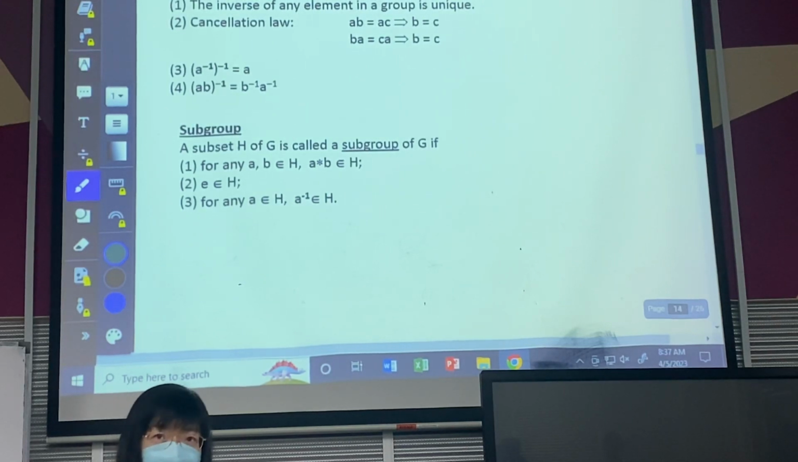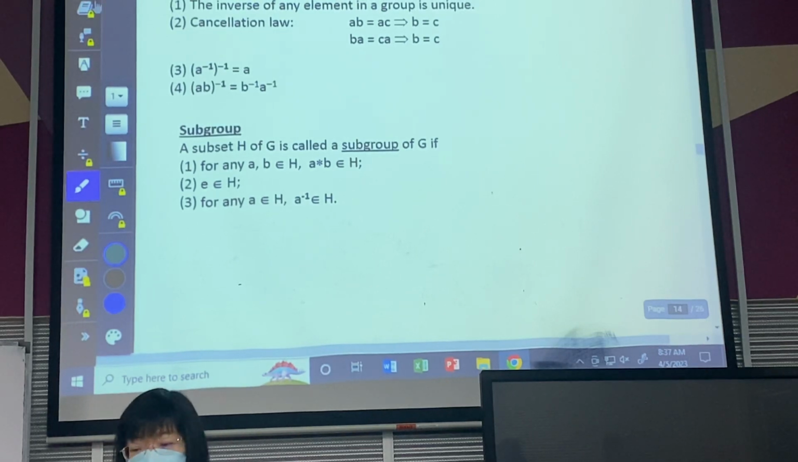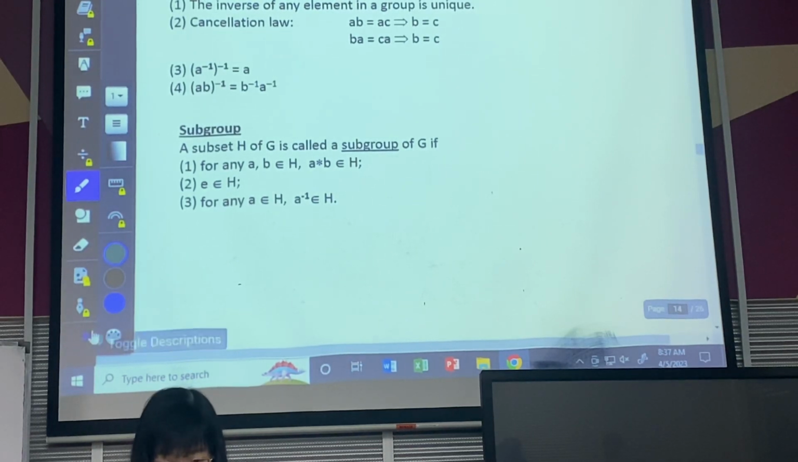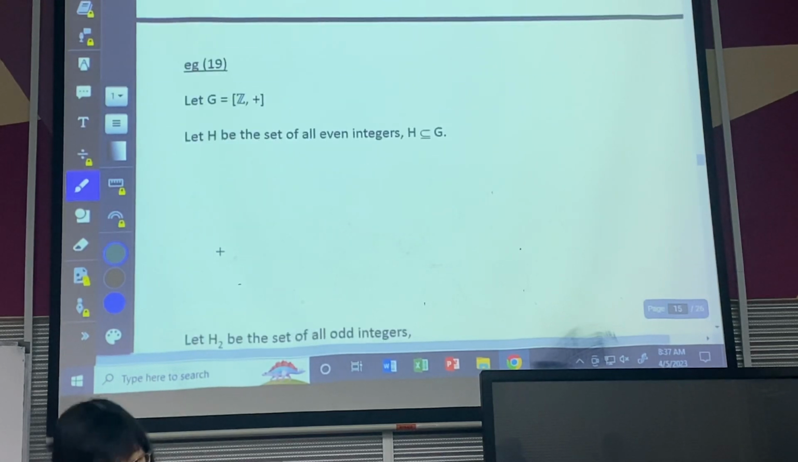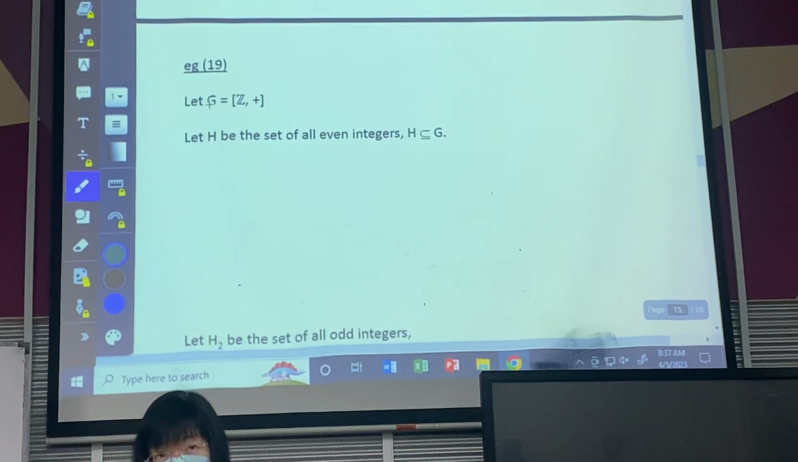How to determine it is a valid binary operation? Go back to your previous example, then you will know. So we look at the example here. Let's say now this G is a group, because we have proved in the previous example that the set of integers with the operator plus is a group. It is associative, the identity is 0, and we can find the inverse, which is negative A, right?